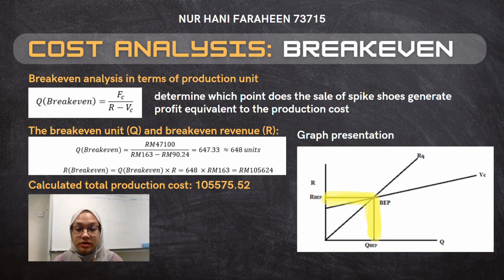Based on the formula for the monthly record in terms of production units, the break-even analysis is calculated as shown in the slide and graph presentation, where the break-even point is at 648 units monthly with break-even revenue of 105,624 ringgit. Theoretically, total production cost and revenue must be equal. However, some numbers are rounded off to rationalize the value. Thus, it is proven that 648 units must be sold monthly to keep the business sustainable, and better sales planning can be produced.